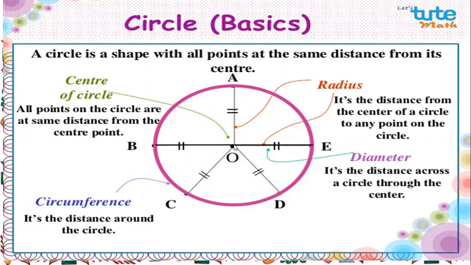What is a circumference? Circumference is the distance around the circle. This purple edge, the outer boundary of a circle, is a circumference. So it is the distance around the circle.